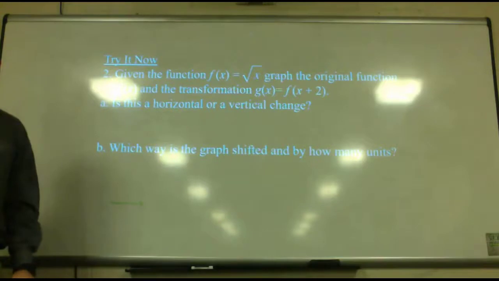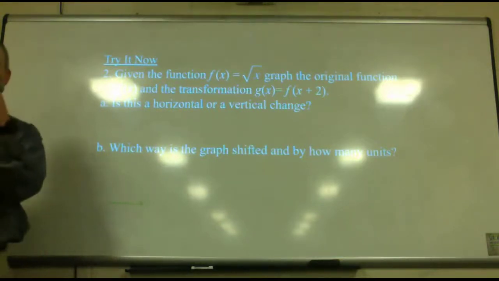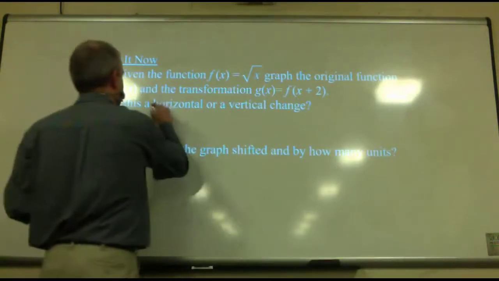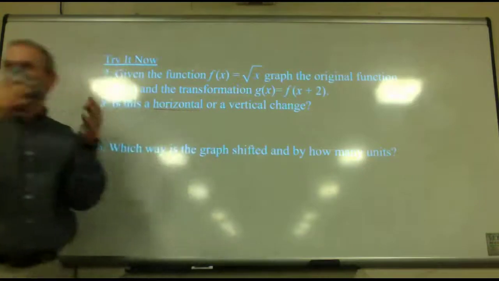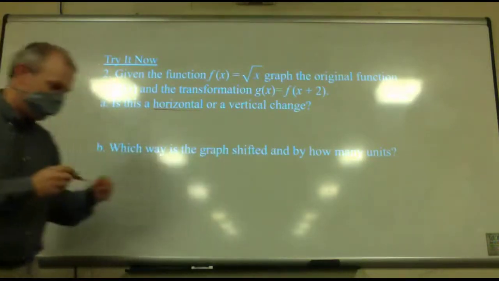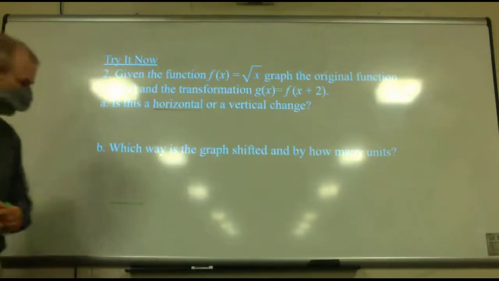Why? He said horizontal. Why? F of x plus 2. It's stuck in with the x, right? Grouped in with the x. So it is horizontal. Because anytime you're grouped in with the x, you're affecting left and right. Now, the question is, which way and how far will that graph get moved?